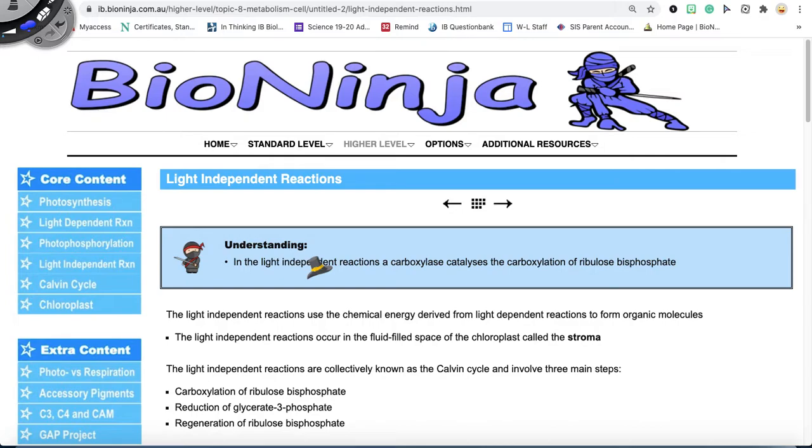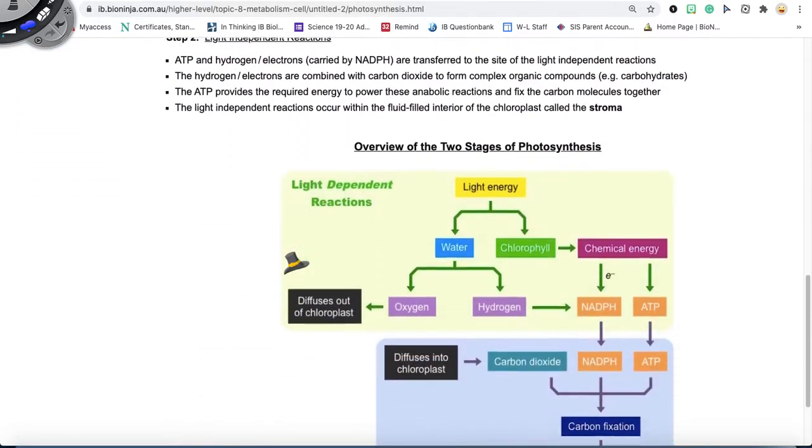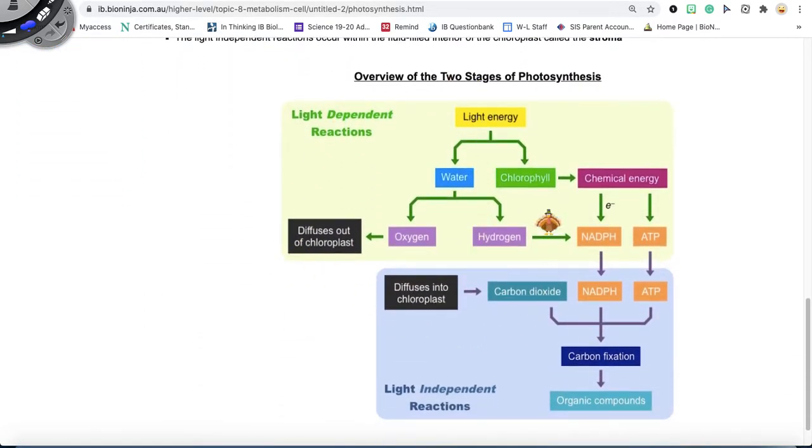Hello, IB Bio students. Today we're going to continue with topic 8.3, and we are going to look at the light-independent reactions. Before we do so, let's quickly summarize the events of photosynthesis as a whole so we can truly understand what will happen in the light-independent reactions. So today we're going to focus on this right here.